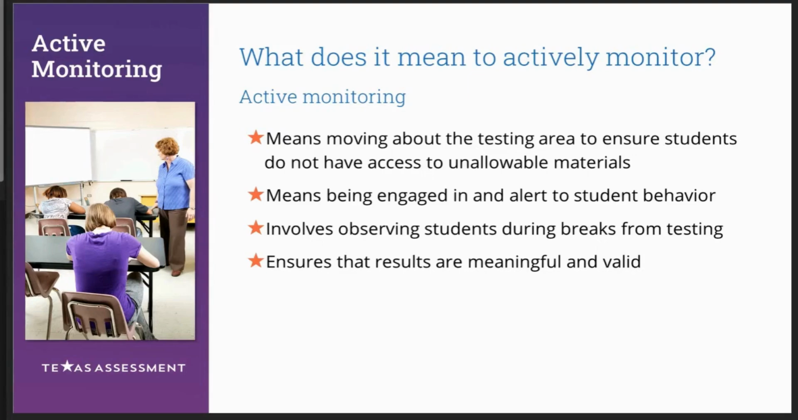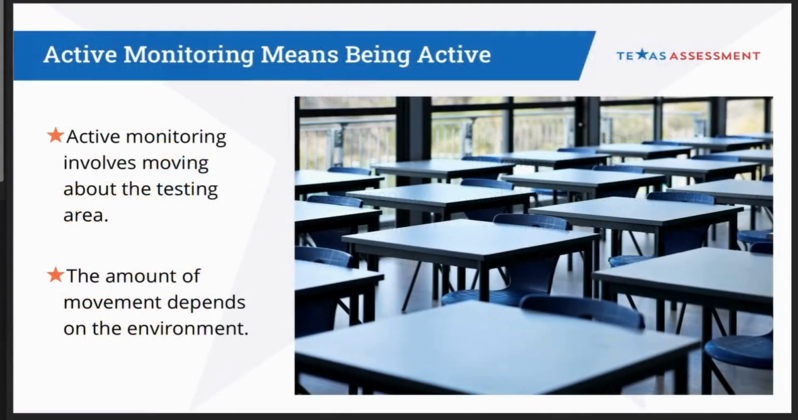Active monitoring involves observing students during breaks from testing. Active monitoring ensures that results are meaningful and valid. Active monitoring involves moving about the testing area to observe students testing and discourage student cheating. Test administrators do not have to be moving about the testing area all the time.